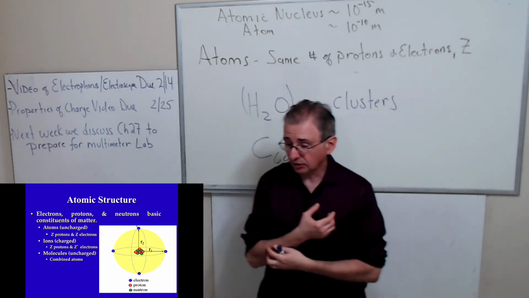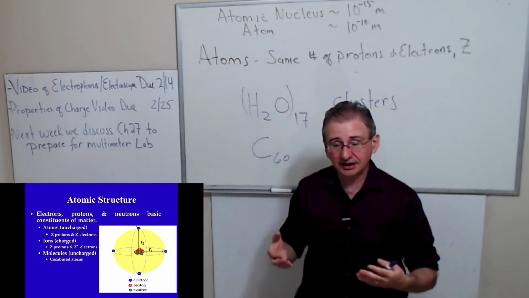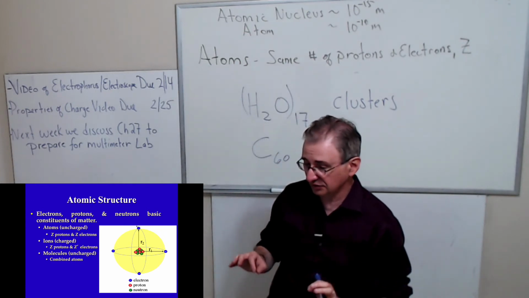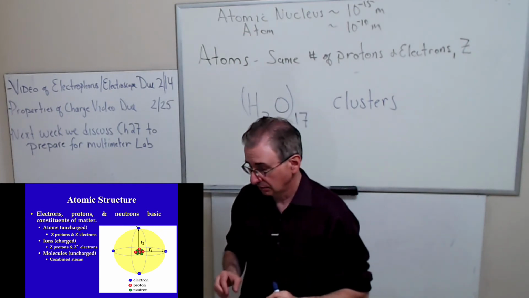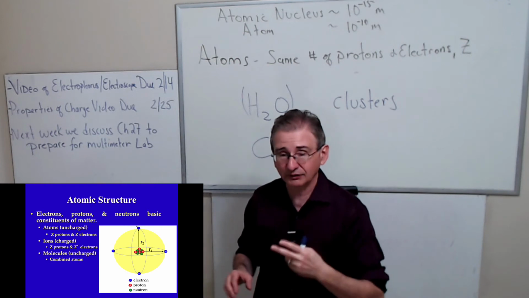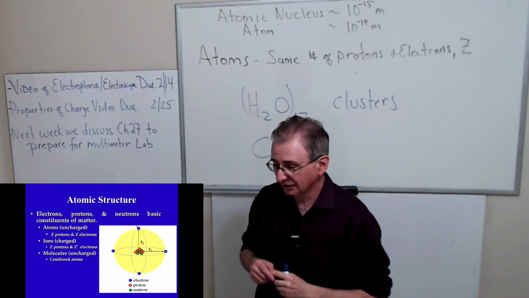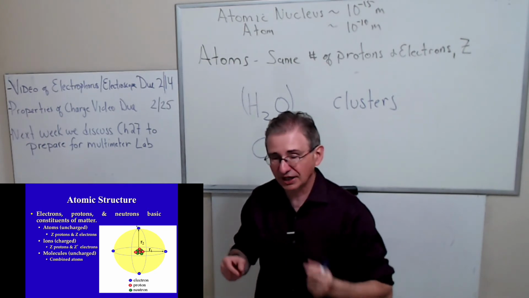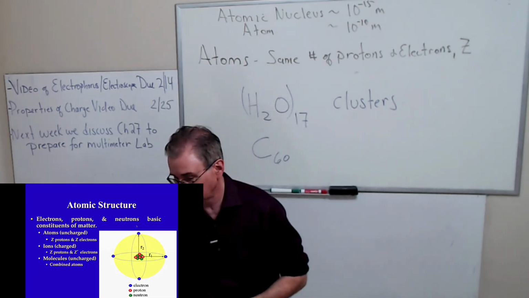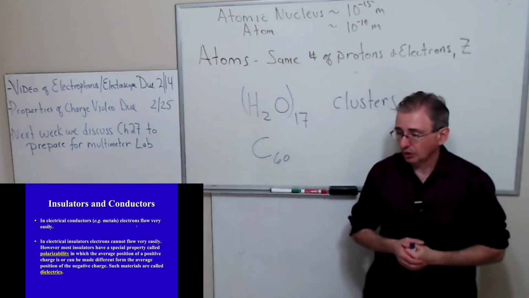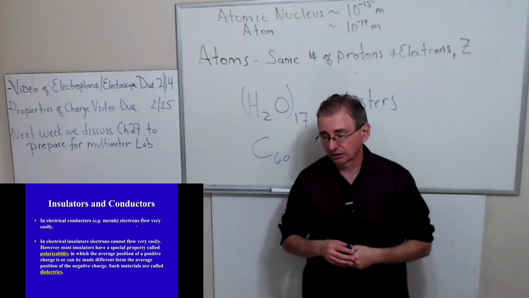So let me talk about the 2 different kinds of electrical materials, and I'm going to simplify things a lot here. I'm going to only talk about 2 types of electrical materials: those that conduct electricity and those that don't conduct electricity. Those that conduct electricity, we're going to call them conductors.